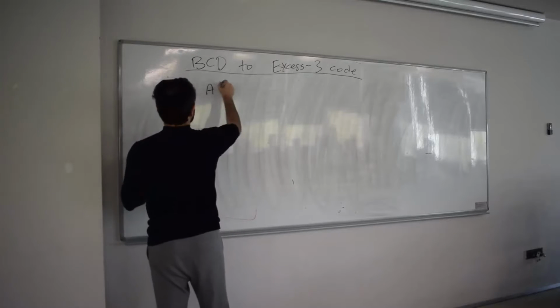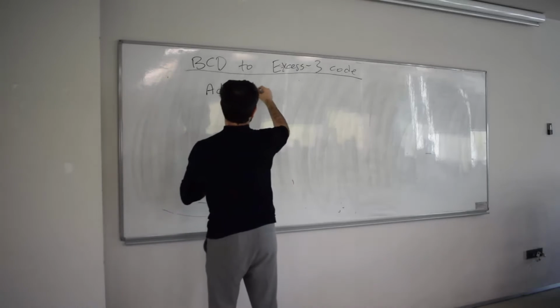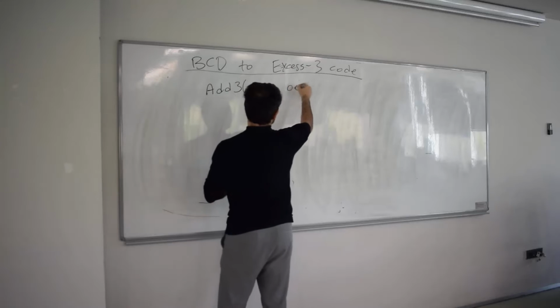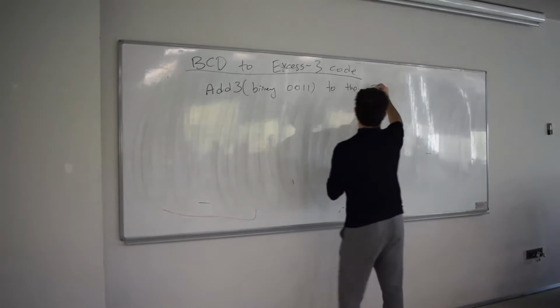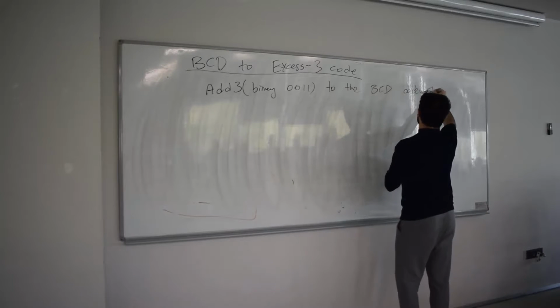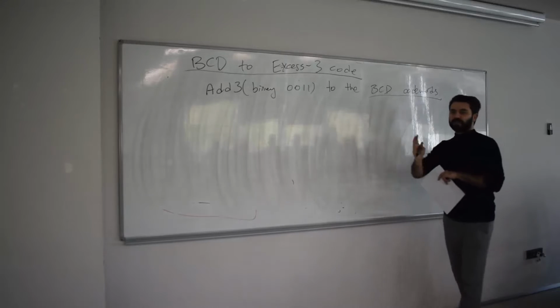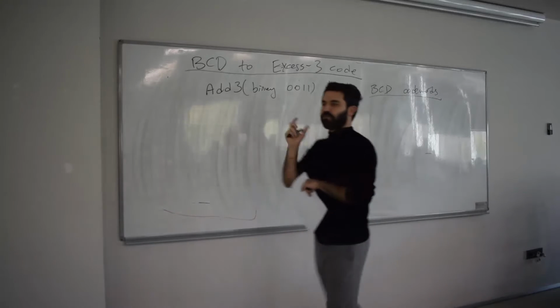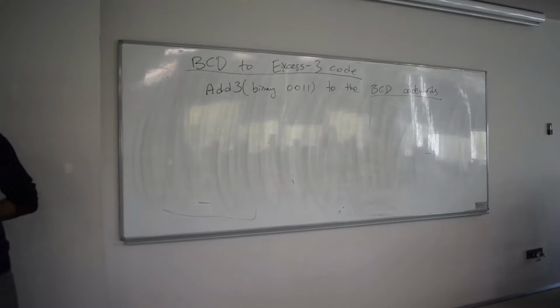We add, so that's the definition, add 3, binary 0011, by the way, to the BCD code words. Remember the BCD code words? We replace any decimal digit from 0 to 9 with its equivalent 4-digit binary number. Okay?